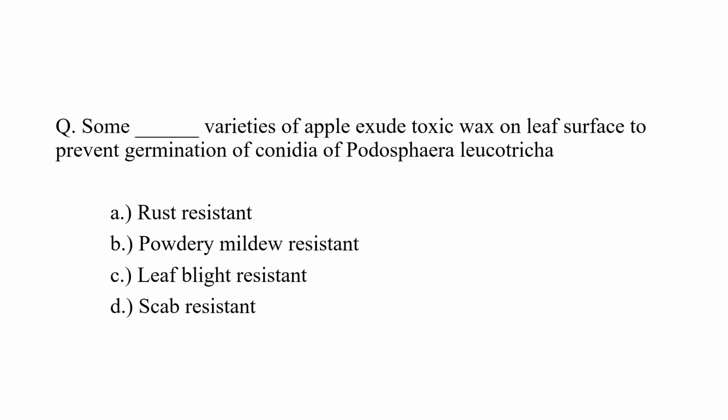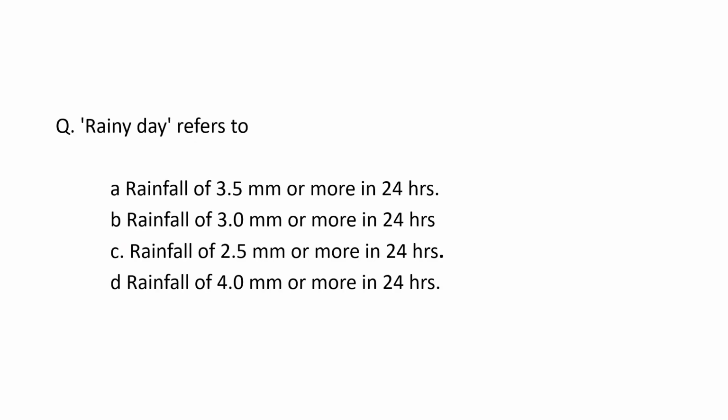Some varieties of apple exude toxic wax on the leaf surface to prevent germination of conidia. The right option is B, powdery mildew resistant varieties. These are the ones that release this toxin. Rainy day refers to rainfall of 3.5, this is also wrong. Rainfall of 3 mm, this is also wrong. Rainfall of 2.5 mm in 24 hours, this is the right answer.